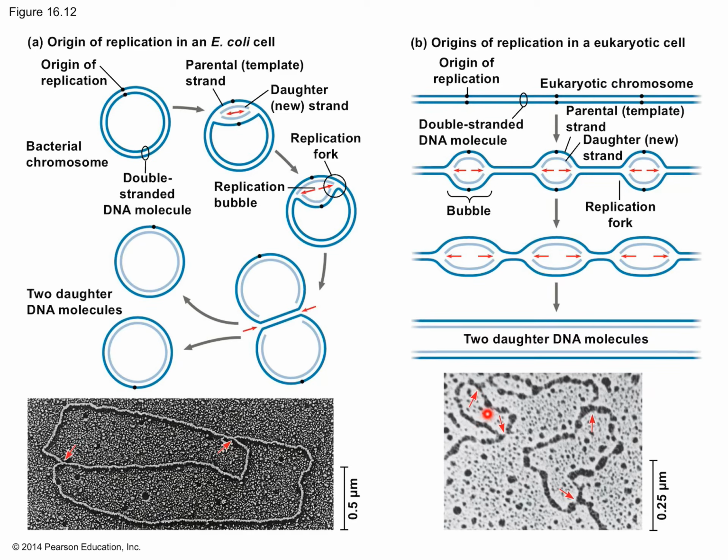Here is one replication bubble with a fork going that way and this fork going that way. A second one here, fork that way, a third one here, this fork moving this way, and this fork moving that way. All right. So in this way, even though eukaryotes have so much more DNA, because the DNA is being copied at thousands of different places along the length of each chromosome, the DNA can still be copied relatively quickly. All right. So now let's talk about what's going on at the replication fork.